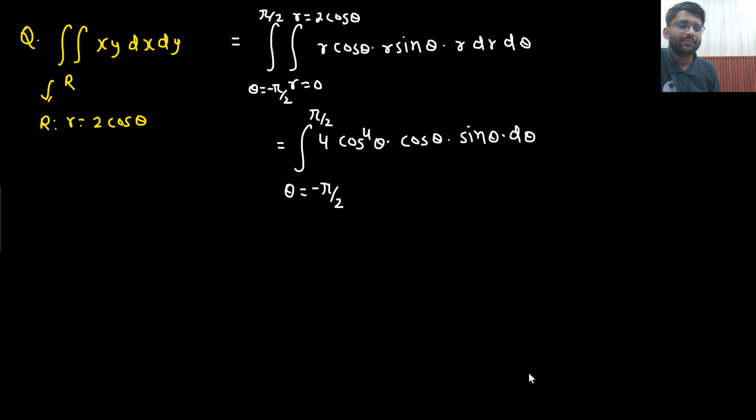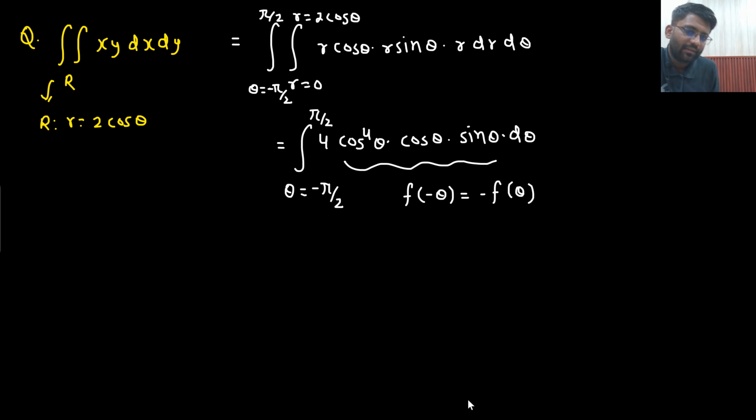Again, what do you see? What is this function? This has become cos to the power 4 theta times cos theta, so it will become cos to the power 5 theta times sin theta. In place of theta, you put minus theta. What will you get? What does that mean? This integral will come out to be 0. There you go.